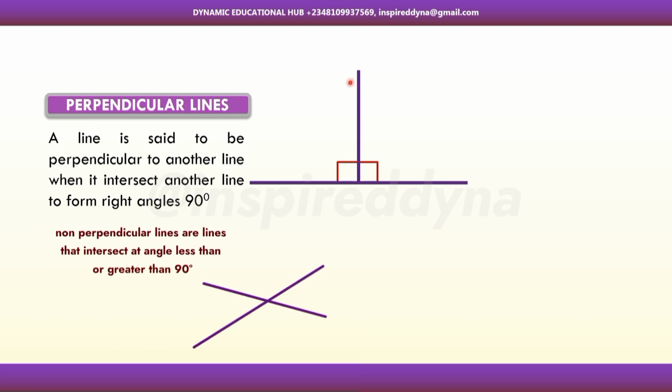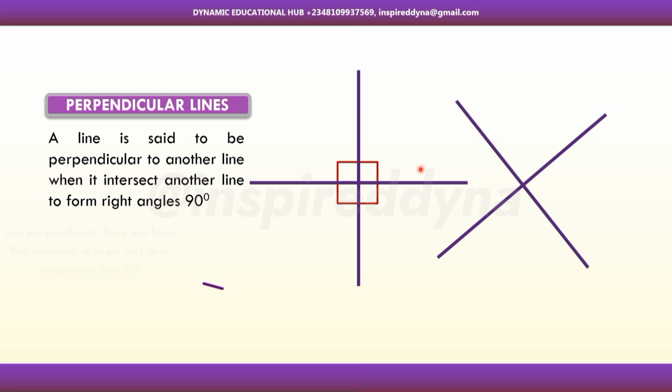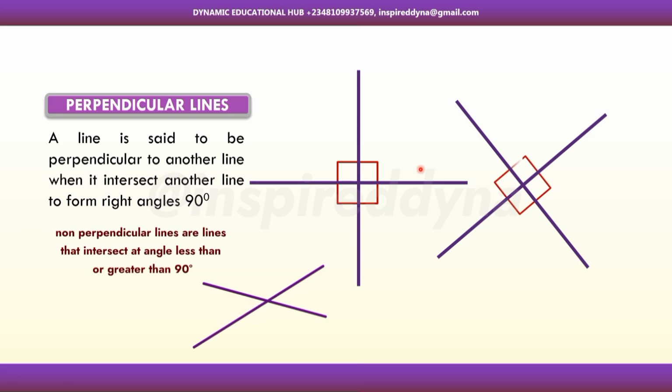So it means that this line is perpendicular to this line. If you also extend it further, you see it cuts across it. So we also have a perpendicular line. Now let's have another straight line as shown, and we have another line that intersects this line. At the point of intersection, they form 90 degrees. So the two lines are perpendicular to each other. This is what we call a perpendicular line.